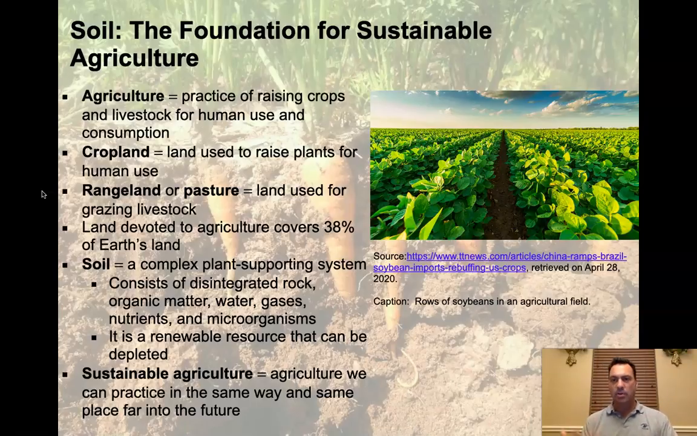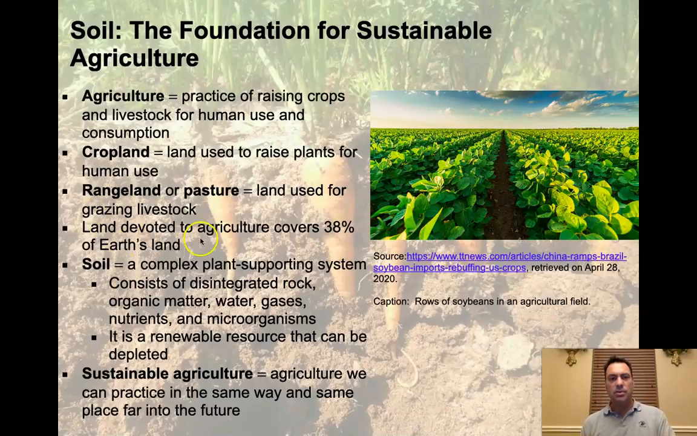So that is agriculture. Cropland is land used to raise plants for human use. So this would be cropland in this case that is used for agriculture. Rangeland or pasture are two extremely important and interchangeable terms in a lot of ways. Land used for grazing livestock. So cattle, sheep, goats, things like this. And in terms of how we use the land, we need to be aware of the fact it's a large amount of land we're talking about here.